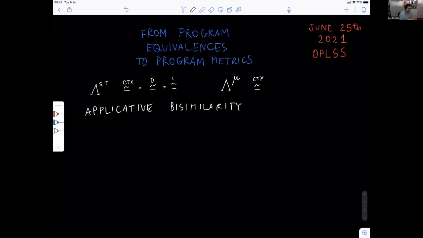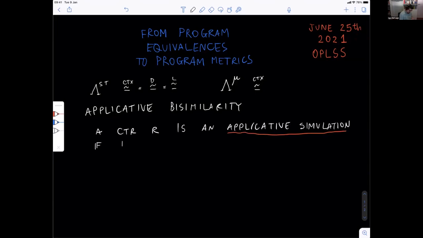And indeed, the main definition is not the one of applicative bisimilarity, but the one of an applicative simulation, or applicative bisimulation, if you take the symmetric case. So let R be, let's say, a closed relation. R is an applicative simulation if the following clauses are satisfied.